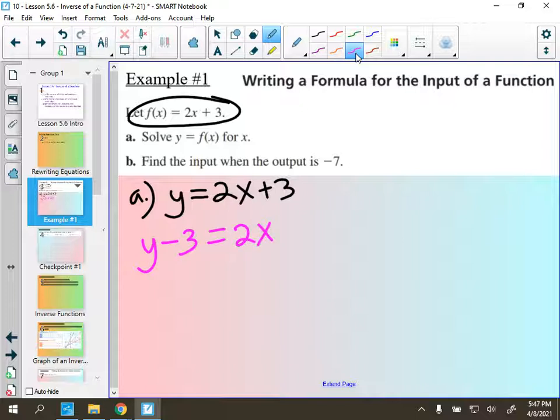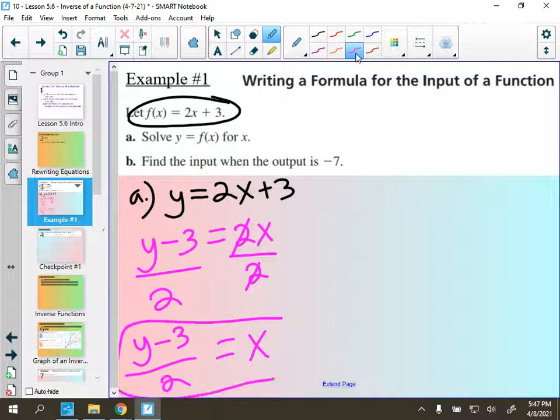The x is still not by itself yet. So to undo a 2 times x, we would divide both sides by 2. And we can leave it just like that. Our 2's would cancel. So we could say x equals y minus 3 over 2. Kind of scrunched it in there a little bit.